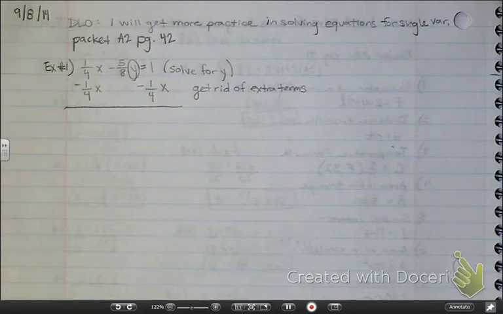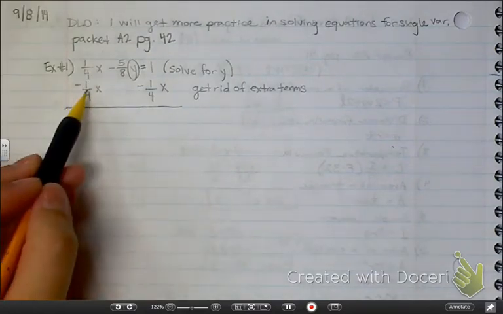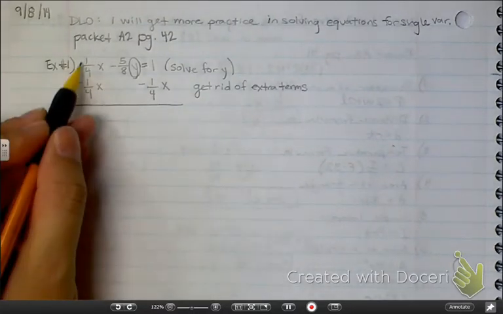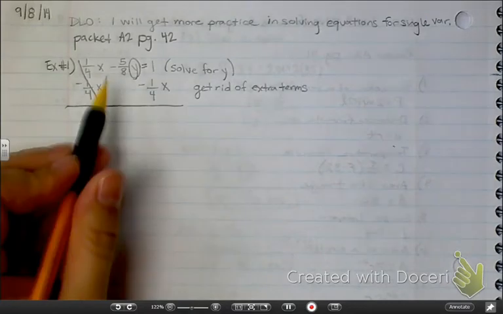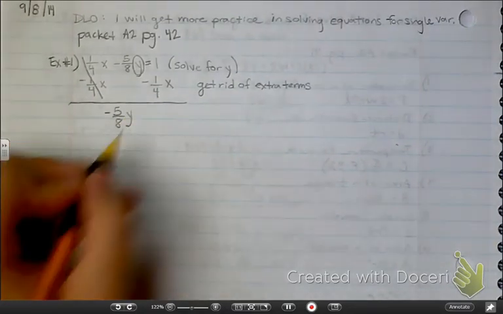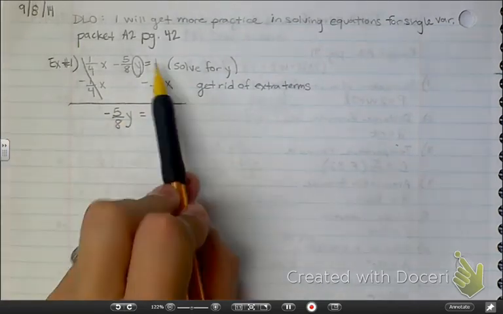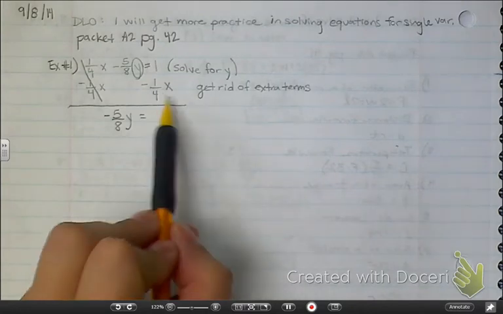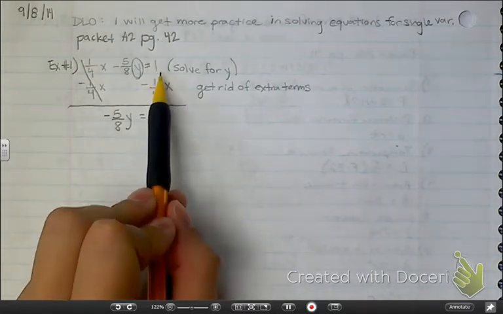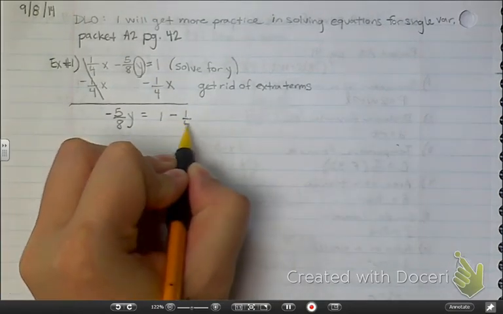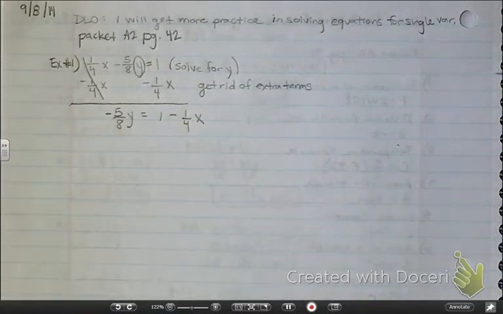All right. So over here, 1/4 x and negative 1/4 x, those are additive inverses, so those are going to add to 0. So on this side, these will simplify out to 0. I'm left with negative 5/8 y equals 1 and negative 1/4 x. Those are not like terms because this one has an x and this one does not. So I cannot combine those, so I'm just going to write them right next to each other. 1 minus 1/4 x. Just like that.